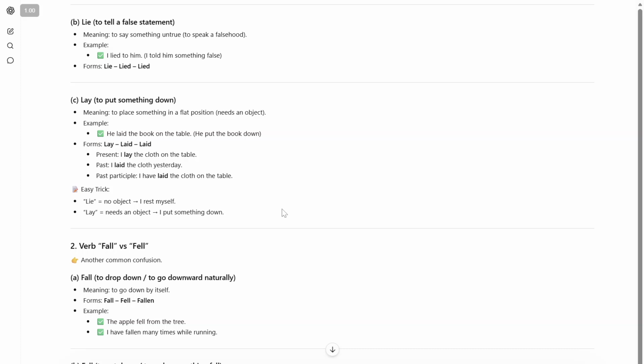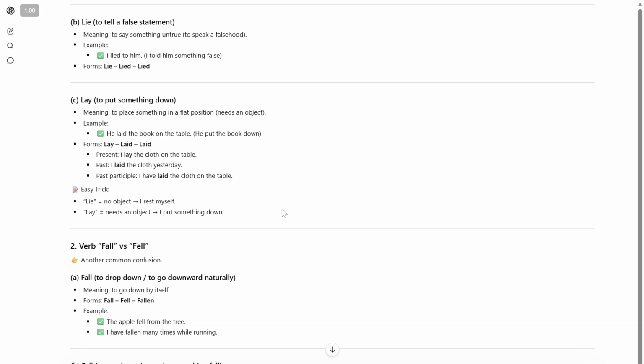Number 2, verb fall versus fell, another common confusion. A, fall, to drop down, to go downward naturally, meaning to go down by itself. Forms: fall, fell, fallen. Example, the apple fell from the tree. I have fallen many times while running.